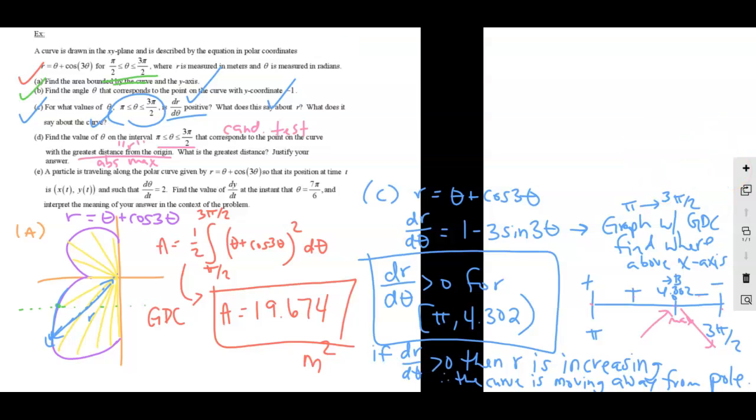All right, here we go. Let's do part D. So we're doing a candidates test. I need the theta values and then the r values. We know the endpoints. Got to test pi, got to test 3 pi over 2, and then the critical point that we had, that was 4.302. I'm glad I stored it. Anytime I do anything with the calculator, I always just store it, in case I need it later.